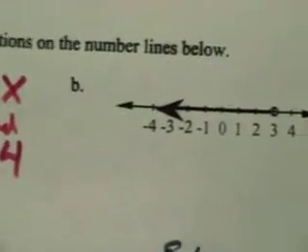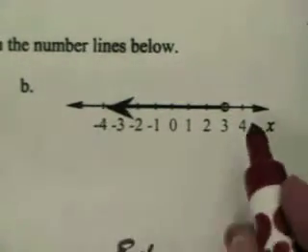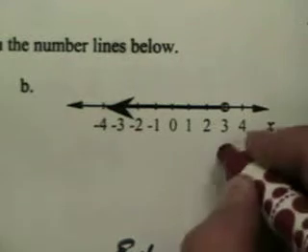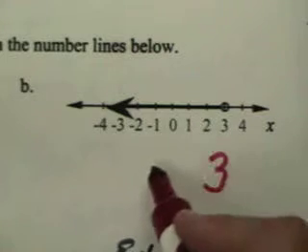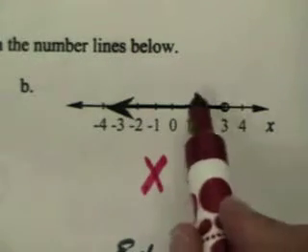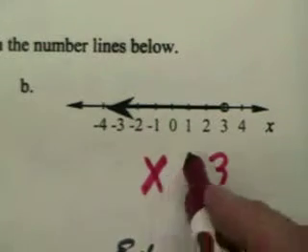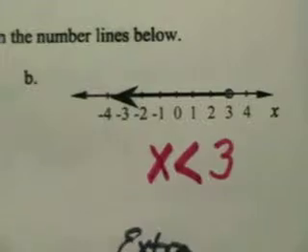Okay, now let's look at the next one here. It's not a between because the arrow keeps going. Break point is at 3. Okay, so x is something. Are the x's larger than 3 or less than 3? They are less than 3. So, that'll do that one.